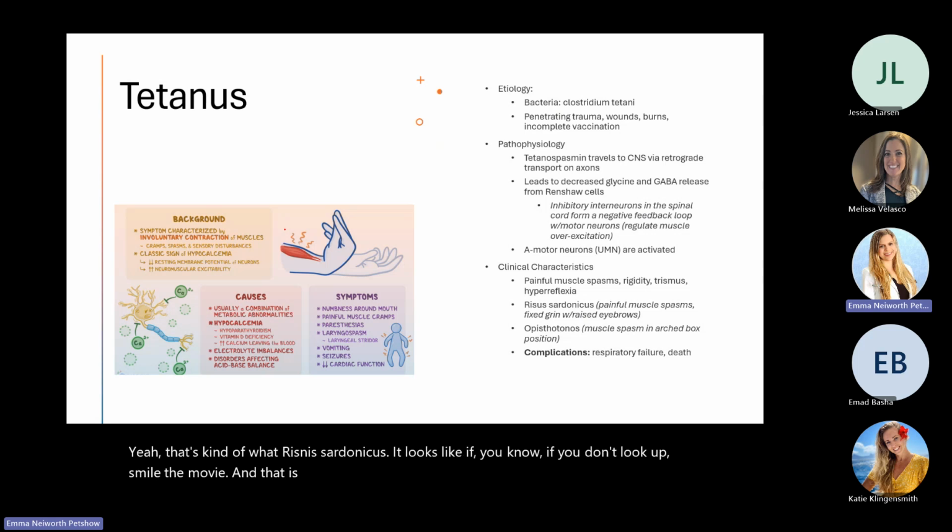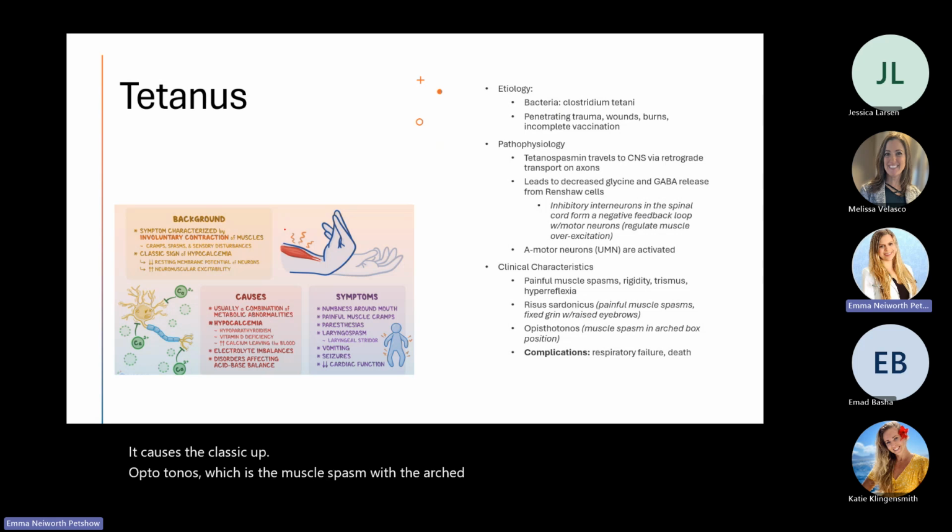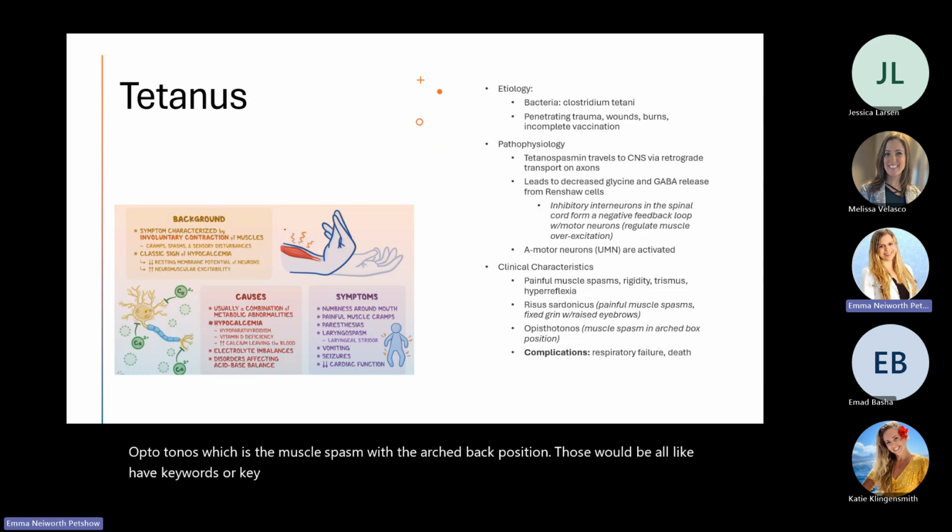It causes the classic opisthotonos, which is the muscle spasm with the arched back position. Those would be all like key words or key things that you could see. But really, it's going to be a spastic paralysis, and it's classically compared to botulinum toxin.